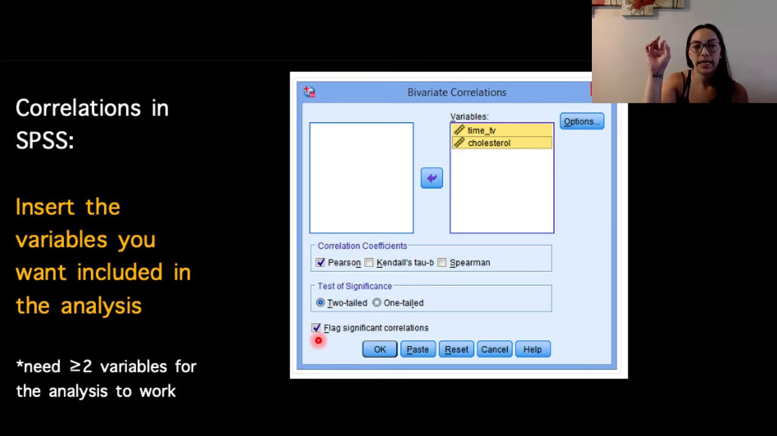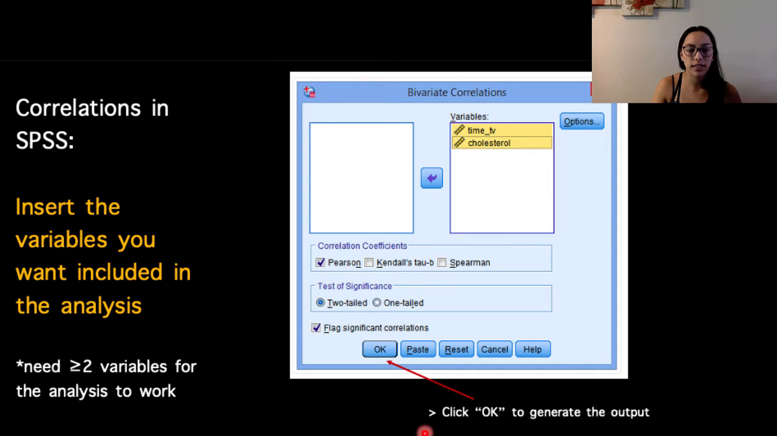What this will do is it'll put an asterisk next to your p-values in your output if they're less than the alpha that you set prior to the test beginning. The alpha level is set in the options box. Default for SPSS is 95% level of confidence, so your alpha split between 2 tails should be 0.05 or 0.025 in each tail. Okay. We don't really mess with that because the default is what we want. So after you get to this point, you can basically click OK to generate your output for your correlation analysis.